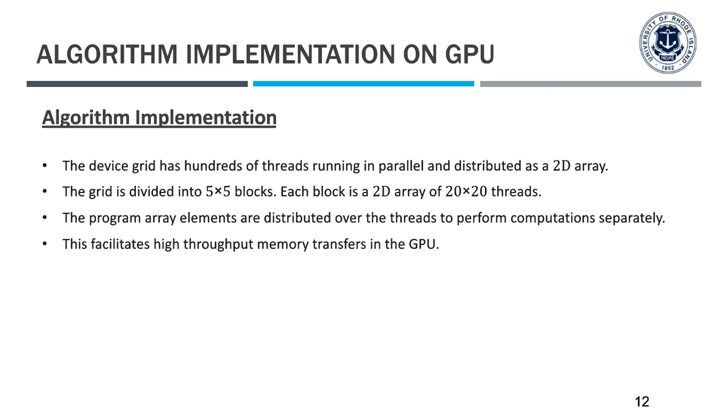In our implementation, we use a device grid with hundreds of threads running in parallel and distributed as a two-dimensional array. The grid is divided into 5 by 5 blocks. Each block is a two-dimensional array of 20 by 20 threads. The program array elements are distributed over the threads to perform computations separately. This facilitates high throughput memory transfers in the GPU.